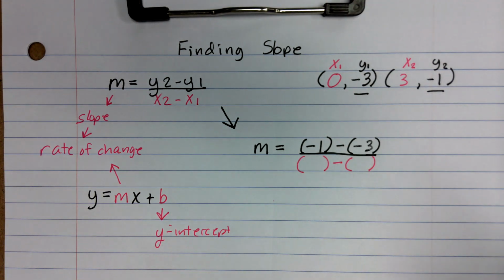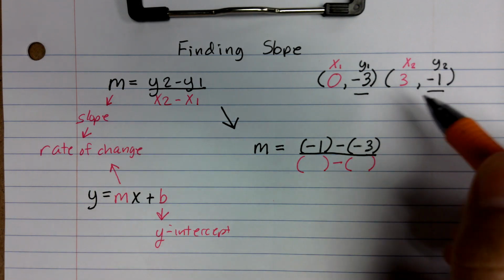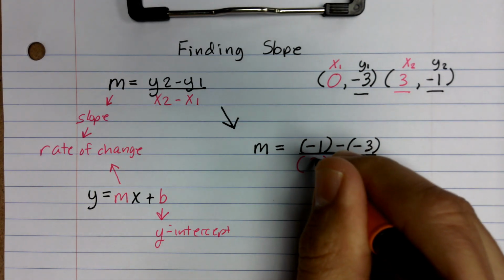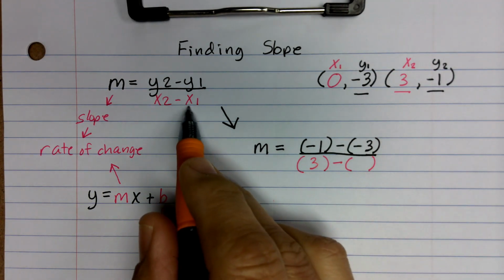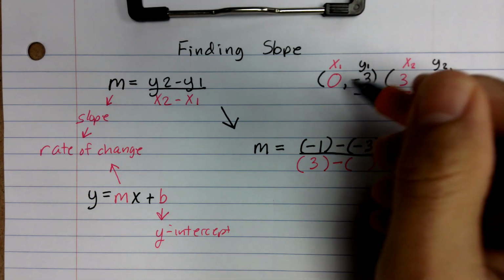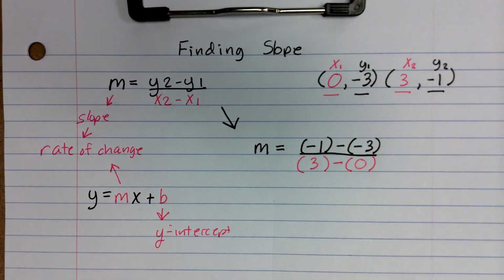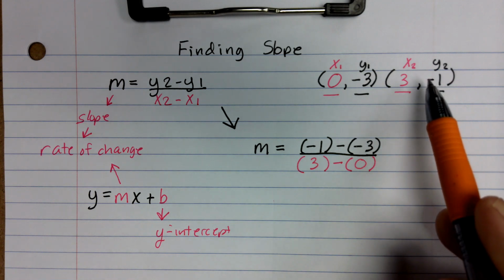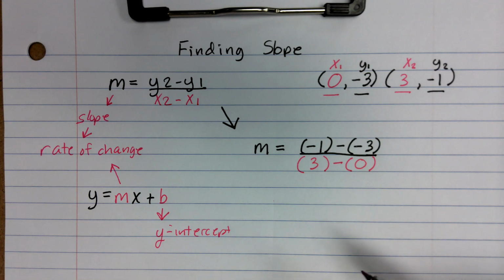Next, I'm going to go ahead and put in my x2 value, because notice in my denominator, x2 comes first. So my x2 value is +3. So I'll put a 3 in that parenthesis. And then I'll do my x1 value, because I'm subtracting x1. And my x1 value is 0. So minus that 0. So now I've taken these values, these ordered pairs, and I put them in the equation for slope. Now we're going to go ahead and work it out.